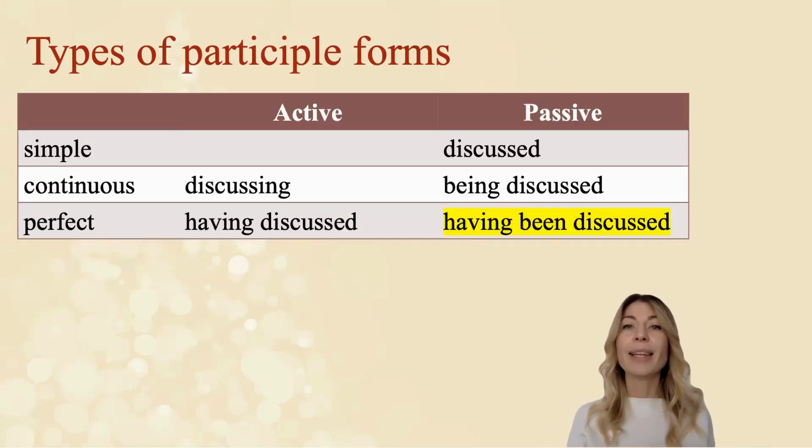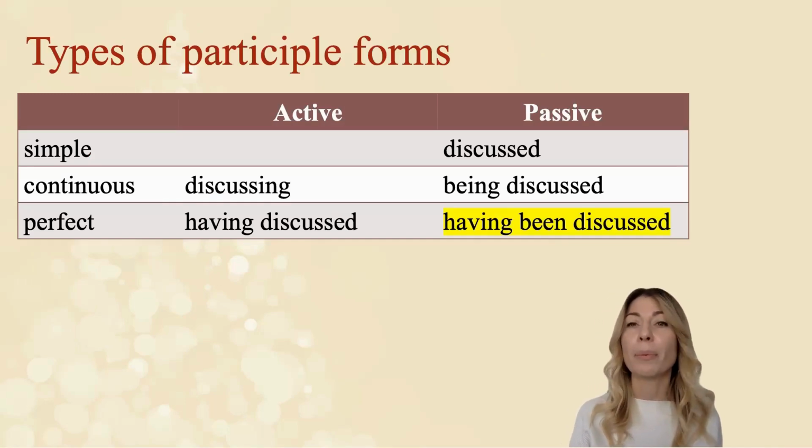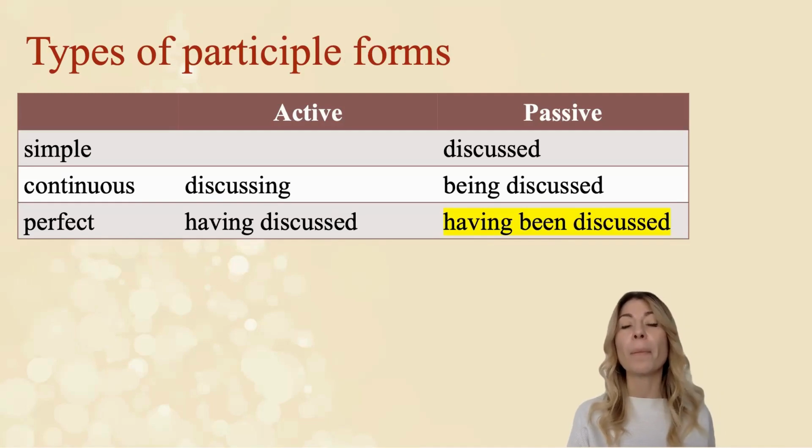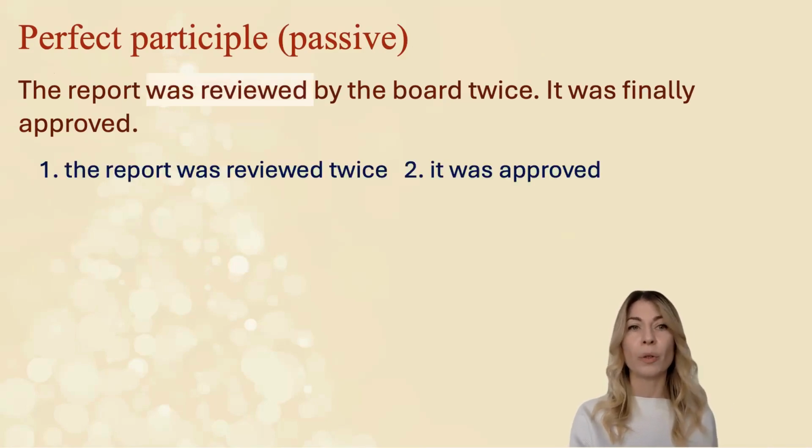Okay, and finally, we are going to discuss this last form, perfect participle as well, but in this situation, it's passive. The report was reviewed by the board twice and it was finally approved. So it's clear that was reviewed is our passive form. And first, the report was reviewed twice and then it was approved.